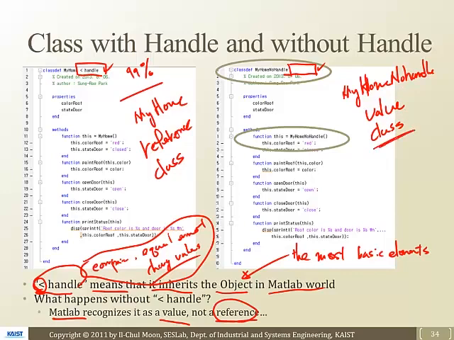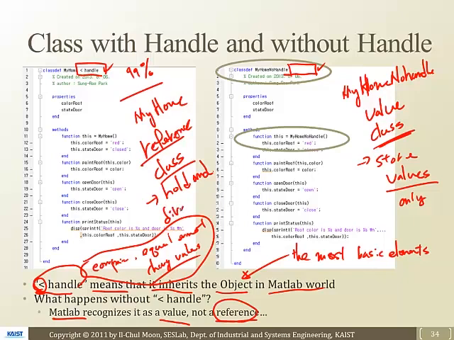Actually, a value class is designed to store values. This reference class is just to hold and direct memory space. Let's see the effect of that.